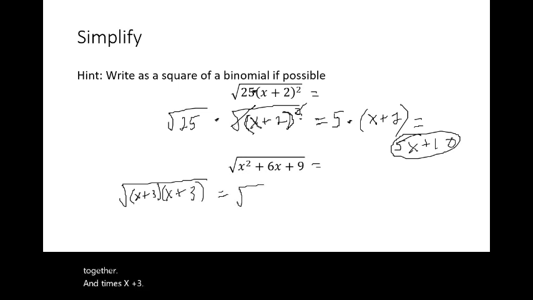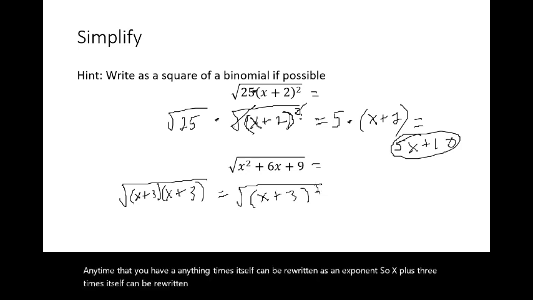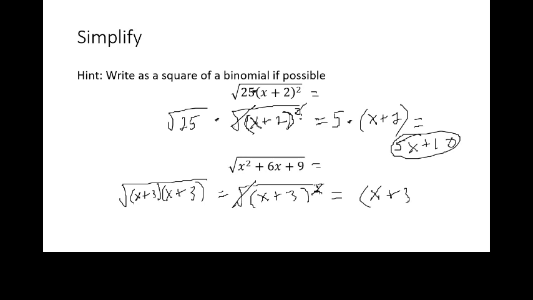Anytime that you have anything times itself, it can be rewritten as an exponent, so x plus 3 times itself can be rewritten as (x plus 3) squared. Then, when you have a square root and a square performed together at the same time, they are going to cancel each other out, leaving you with parentheses x plus 3.